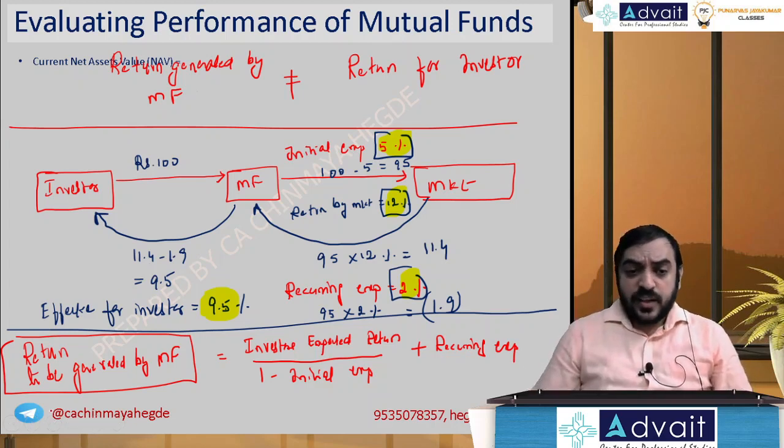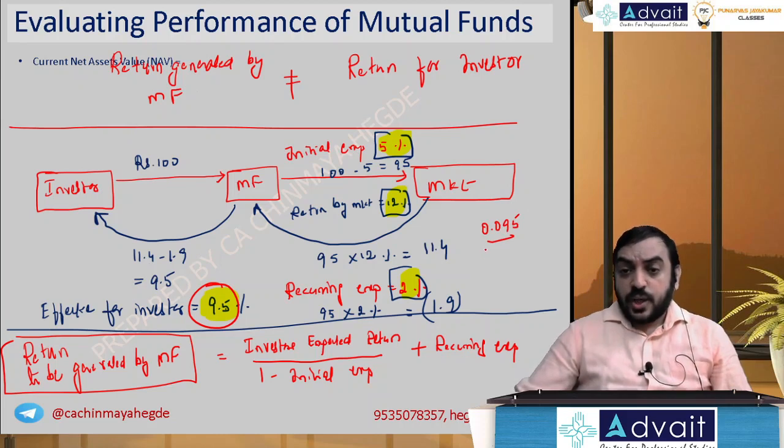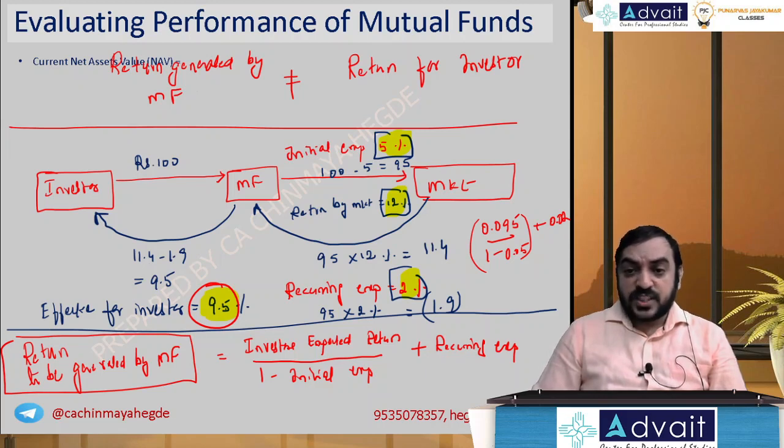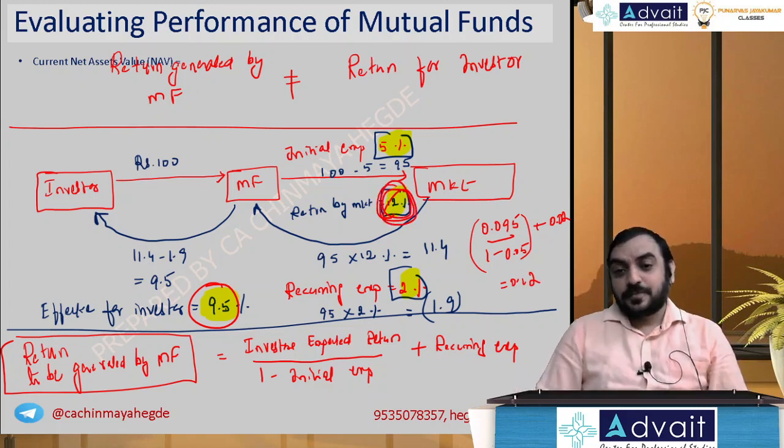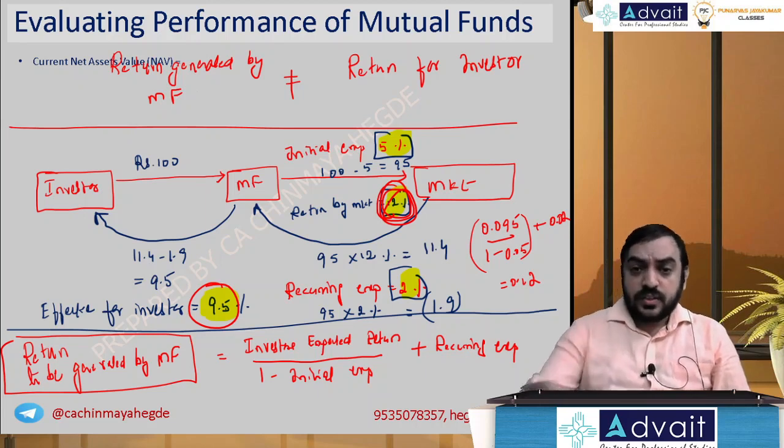Let's see in this example, will it hold good? Investor expectation is what? 9.5. No, I mean, 0.095. 0.095 divided by 1 minus initial expense 5%, so 0.05, plus recurring expense. Recurring expense is 2%, so 0.02. Check it out. Will it apply? 0.095 by 0.95 plus 0.02. I think you get 0.12, which is the 12% the mutual fund needs to generate. So please note down this example.